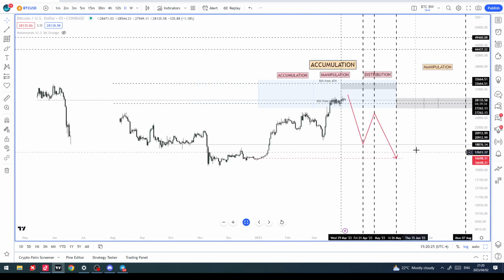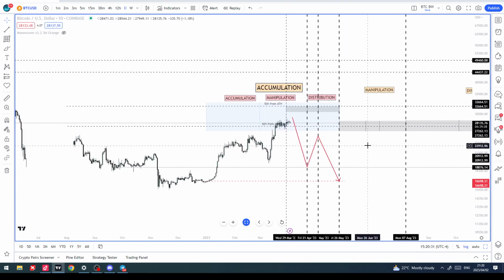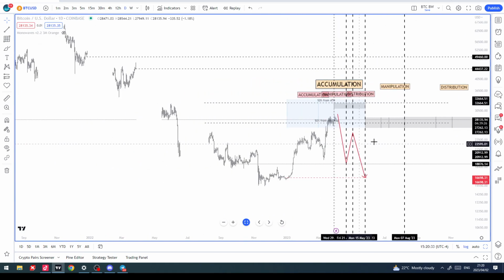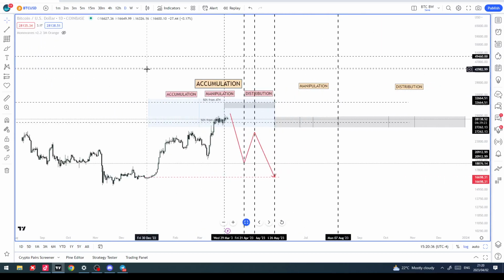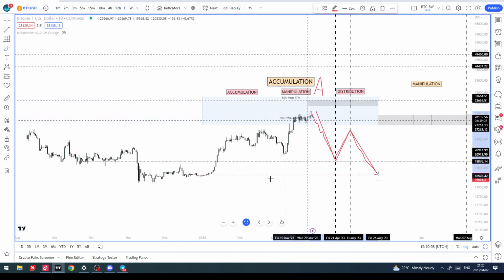Now, if I'm concentrating on a more bullish delivery going into the second half of the year, then I want to see from here where we are right now, I want to see BTC until April 21st. I want to see, and this being the accumulation phase, I want to see it accumulate here, manipulate here, and then finally distribute down to about 16.7, right? 16.7 being the start of the delivery.